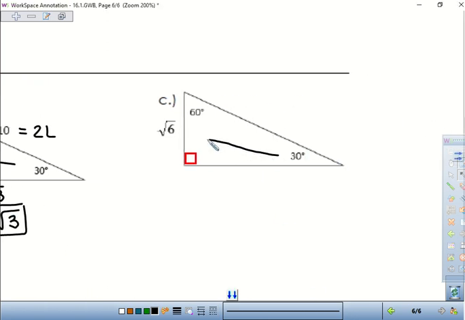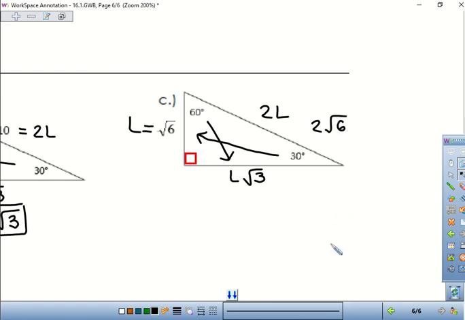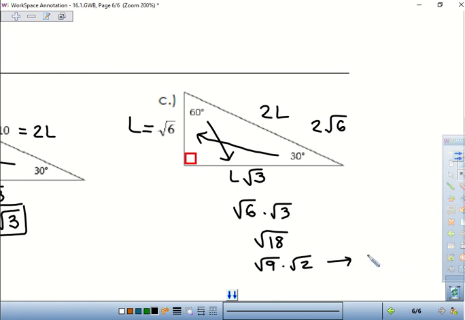This one over here, this is L. This is L radical 3. And this is 2L. So this one would be pretty easy. We have L. L times 2 is just 2 times radical 6, which is just 2 radical 6. Can't do anything with that. So that's going to be your hypotenuse. Now as for this one, we're going to end up with radical 6 times radical 3, which is what? Which I can break down into radical 9 times radical 2. Good. And why would I want to do that? 9 is a perfect square, so my answer is 3 radical 2. This side. So any questions about that procedure?